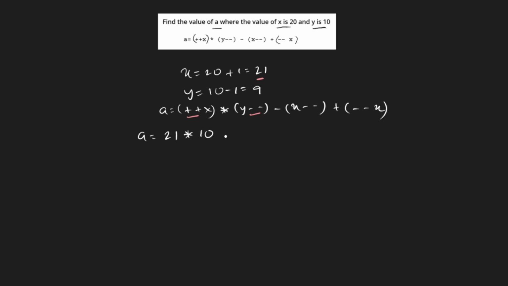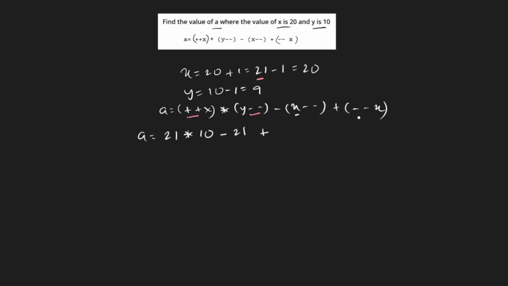Then we have the subtraction operator, so minus, and the next term is a post decrement. We have x--. Remember, just look at the order. Since x comes first, we're going to be using the value of x first, which is 21. And then since we have the decrement operator, you're going to be decreasing x by 1. So we're going to decrease x by 1 to get 20. And then we have the plus operator.